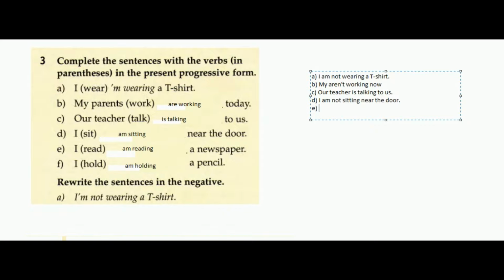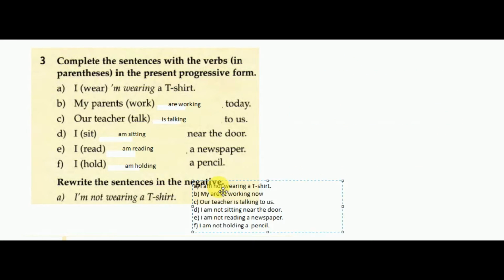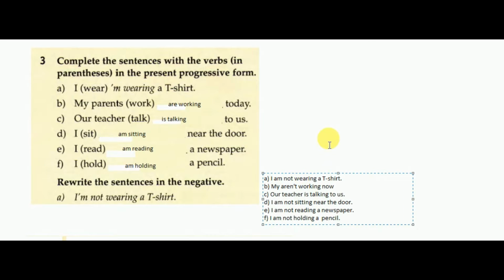I am reading a newspaper. I am not reading a newspaper. And letter F, I am holding a pencil. I am not holding... I'm not holding a pencil. So these are the negative sentences.